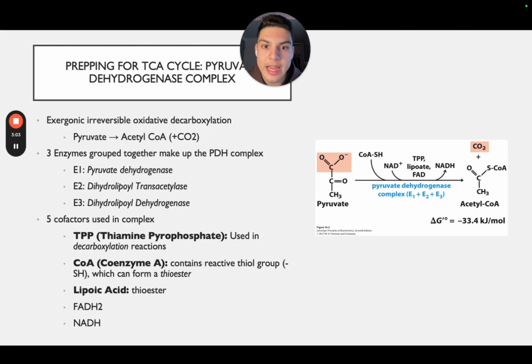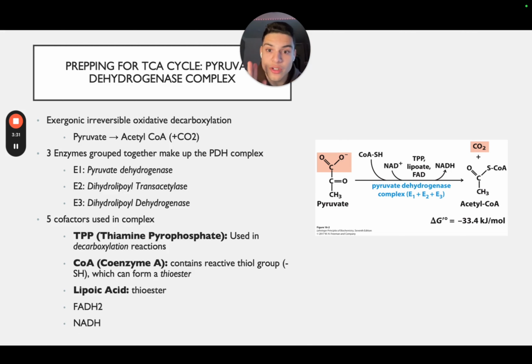So there are three enzyme names you definitely should know. E1 is pyruvate dehydrogenase, so you're going to oxidize the pyruvate. Second is dihydrolipoyl transacetylase, meaning you're going to transfer the acetyl group. And the next one is dihydrolipoyl dehydrogenase, where you're going to now reduce the cofactors. So that's what these three are used for. We'll go much more in depth breaking each down. I'm just giving you the names. You should definitely have them memorized.